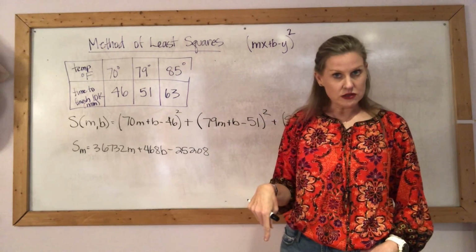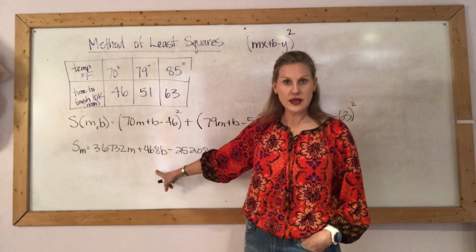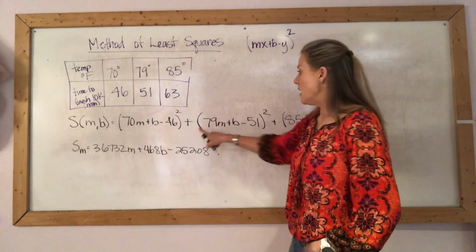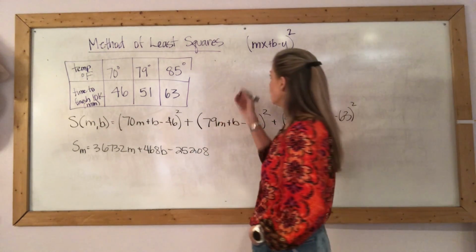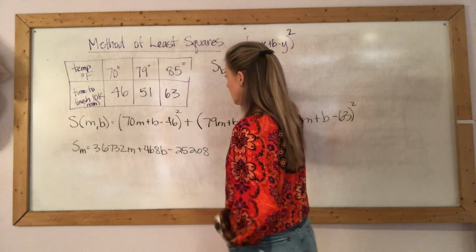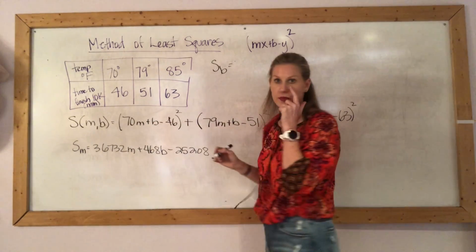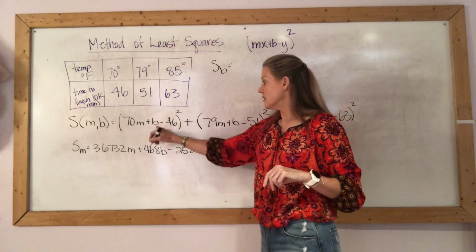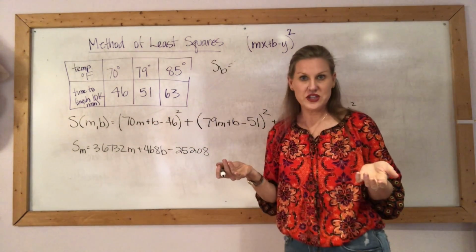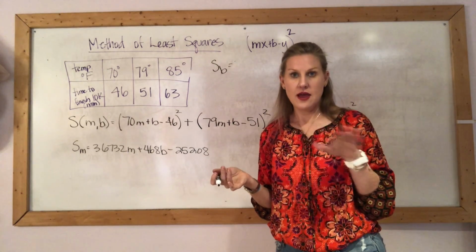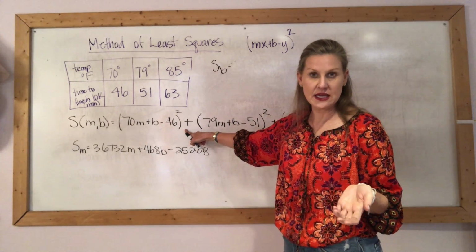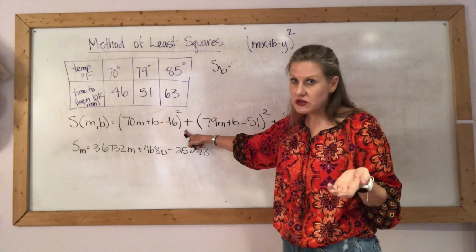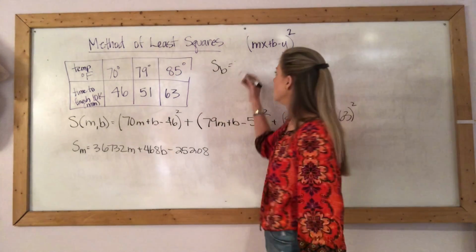So now it's B's turn. I derived S sub M. I got him all cleaned up. Now I'm going to come back to the original, and I'm going to derive it with respect to B. Okay, still have to use the chain rule, but it's going to be a little bit cleaner because on every single one, B's coefficient is just 1 every time. So I don't have to worry about deriving the inside per se. You can write the 1 if you want, but you don't have to.